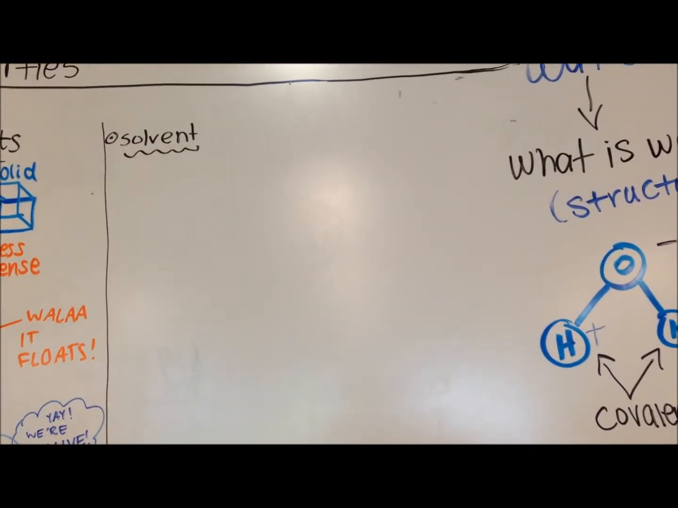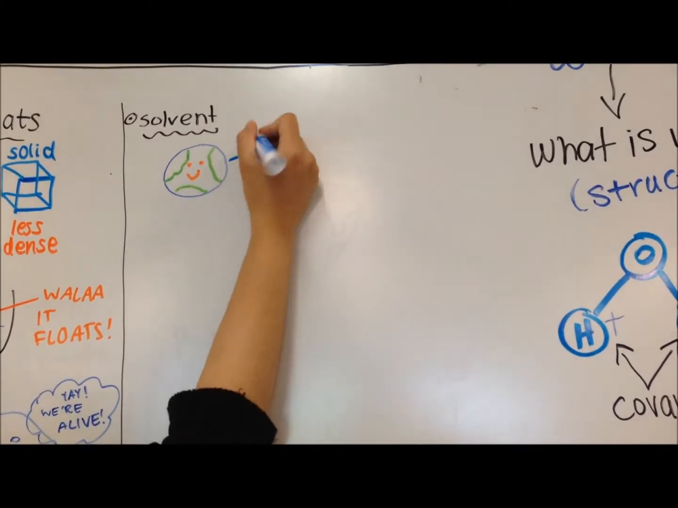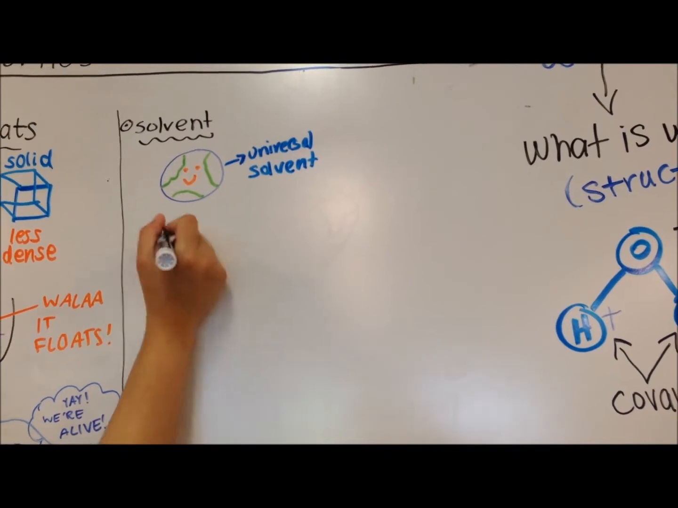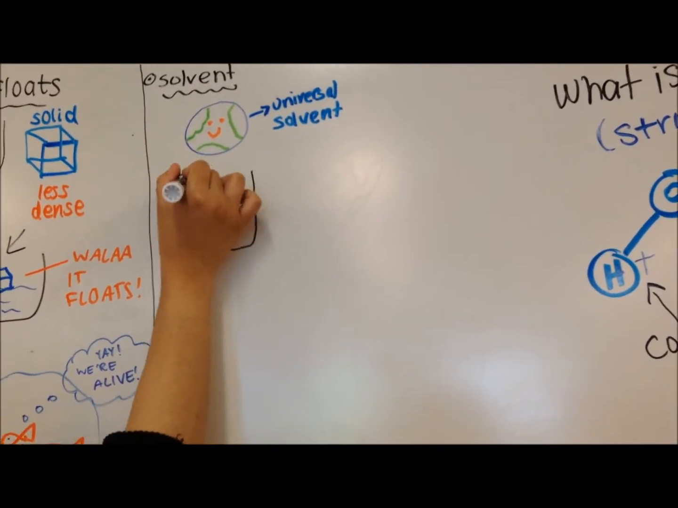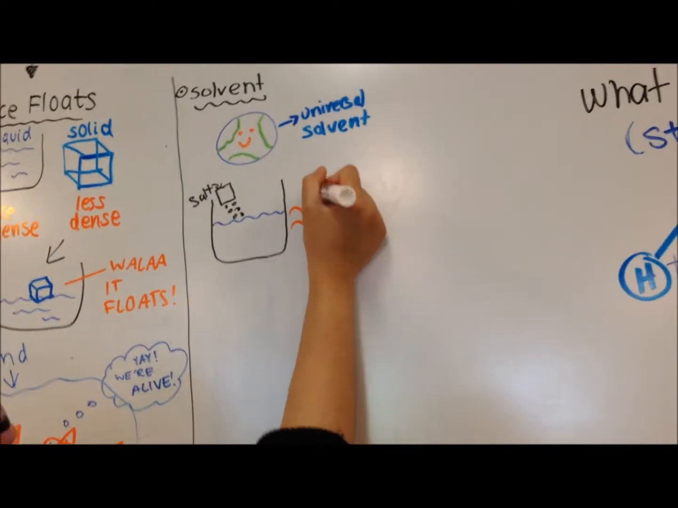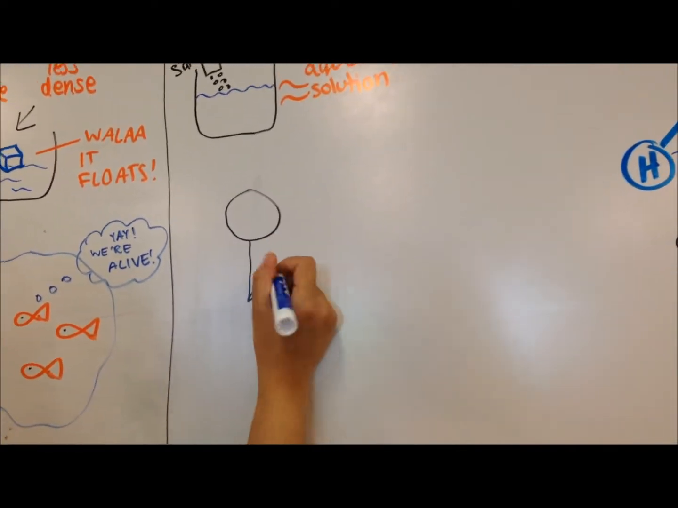Another property of water is that it's a great solvent. Water is known as a universal solvent because so many substances are soluble in water. A solute is a substance that dissolves in water. A solvent is a liquid in which a solute dissolves to form a solution. Water is a solvent that creates an aqueous solution.